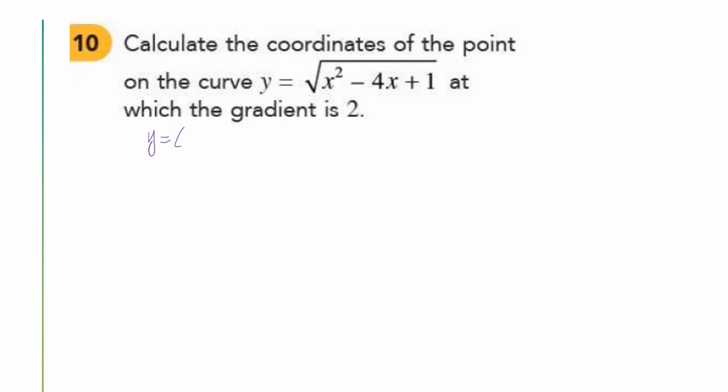Let's simplify, convert your functions to radical. You're given radical form, so let's change into index form. So square root means the power half. So let's find dy over dx. Alright, bring the half down. Half minus 1 is negative half times differentiate whatever that's inside the bracket.